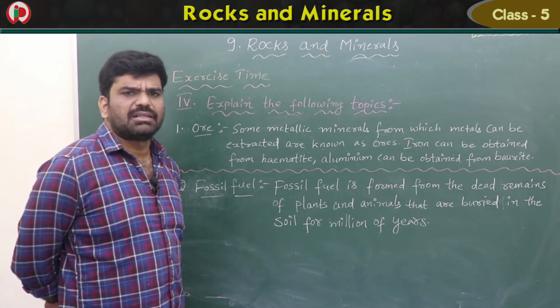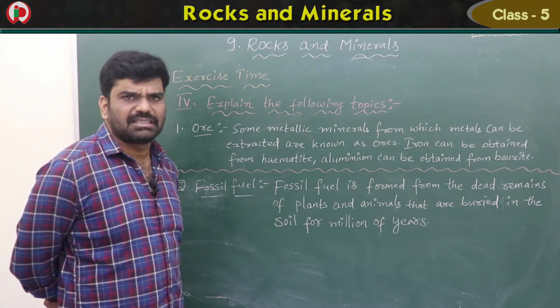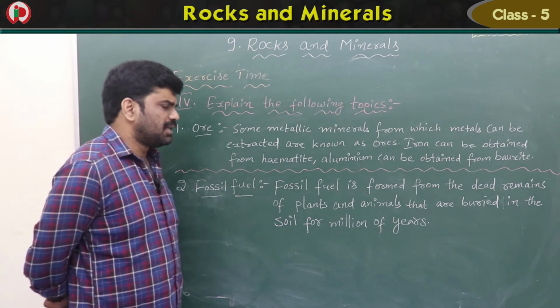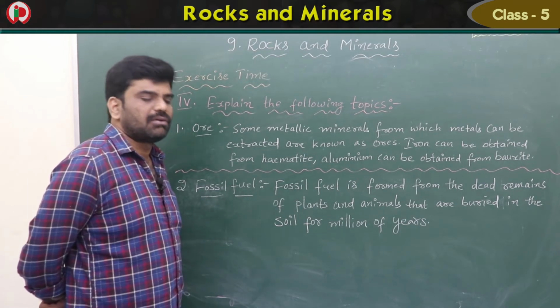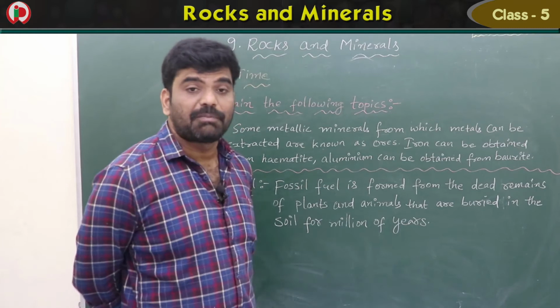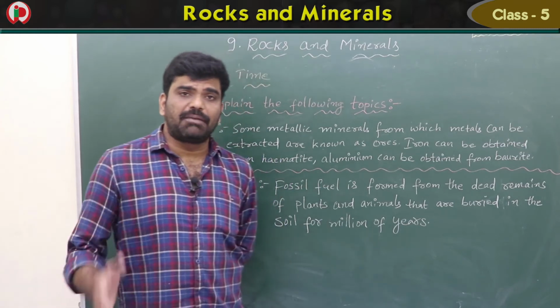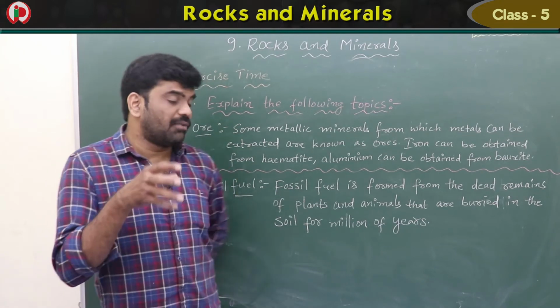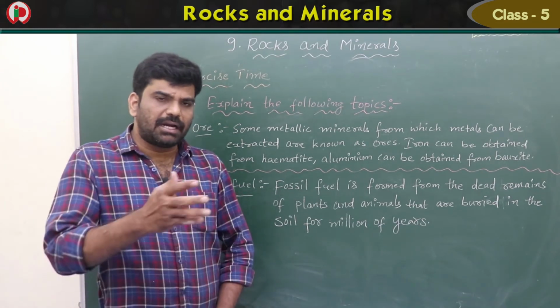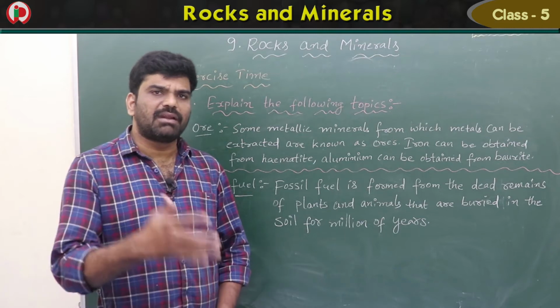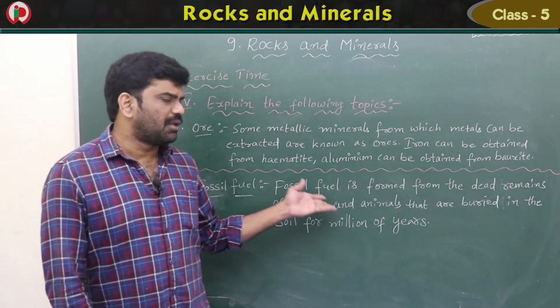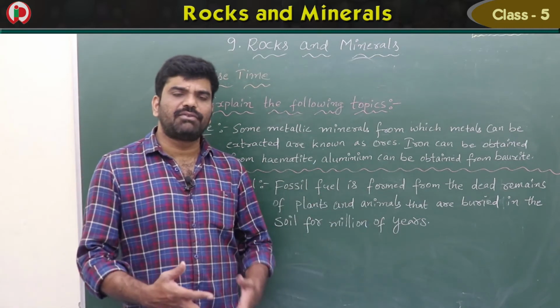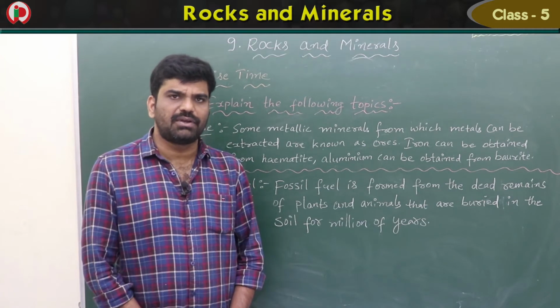Fossil fuel is formed from the dead remains of plants and animals that are buried in the soil. After the death of the plants and animals, they are buried in the soil. For millions of years, these dead bodies of plants and animals remain there, and what happens? The fuels are formed. Those are called fossil fuels.